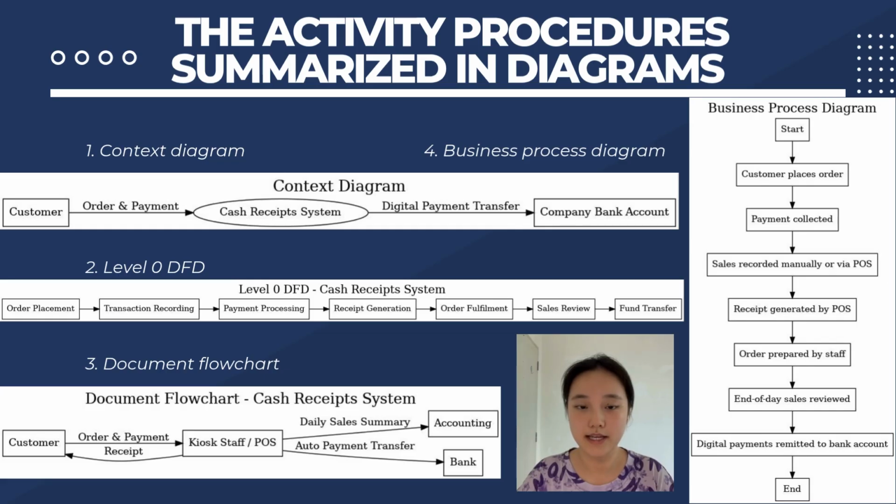The last one is the business process diagram. It presents the cash receipt system in a linear, time-based sequence. It begins with customer order placement and ends with digital payment remitted to the bank. This overview helps identify improvement opportunities, especially in automation and data integration.